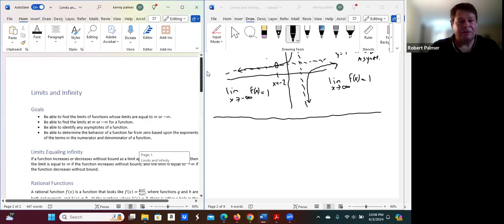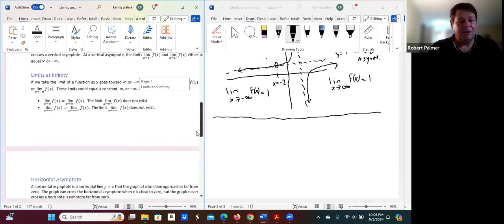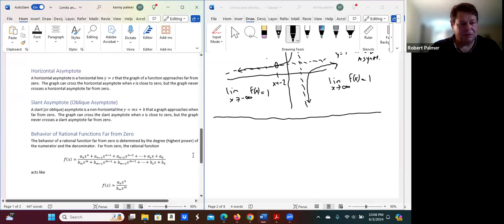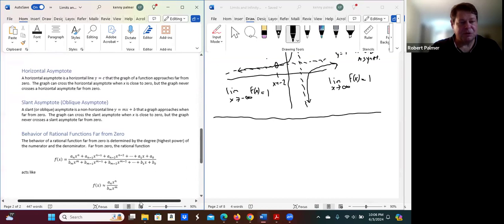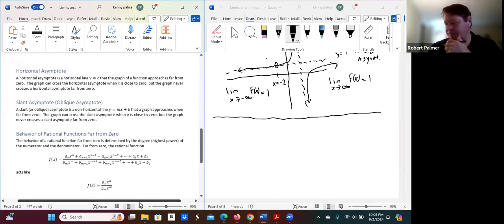Remember, we're talking about limits and infinity. More specifically, we're talking about the behavior of rational functions far from zero. Okay, so let me start that over.